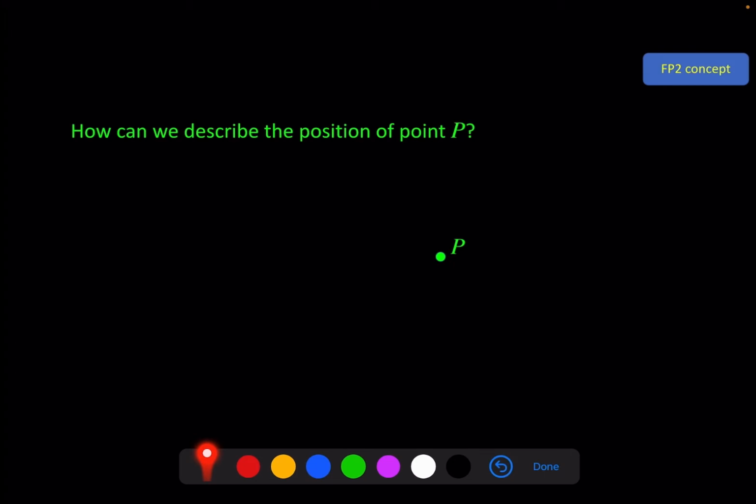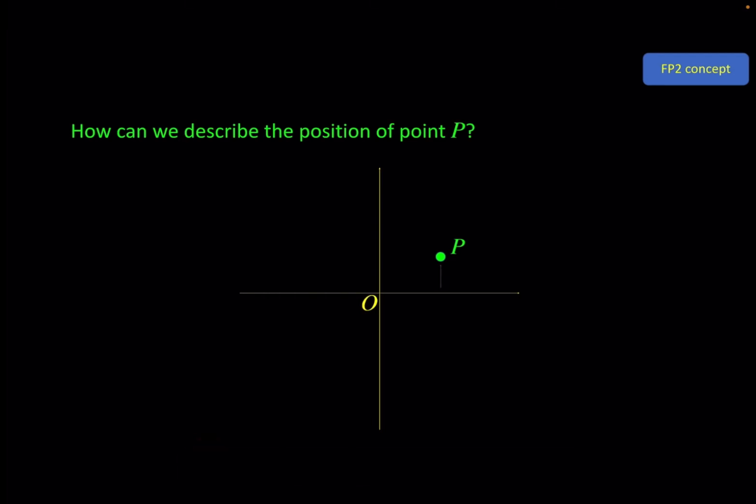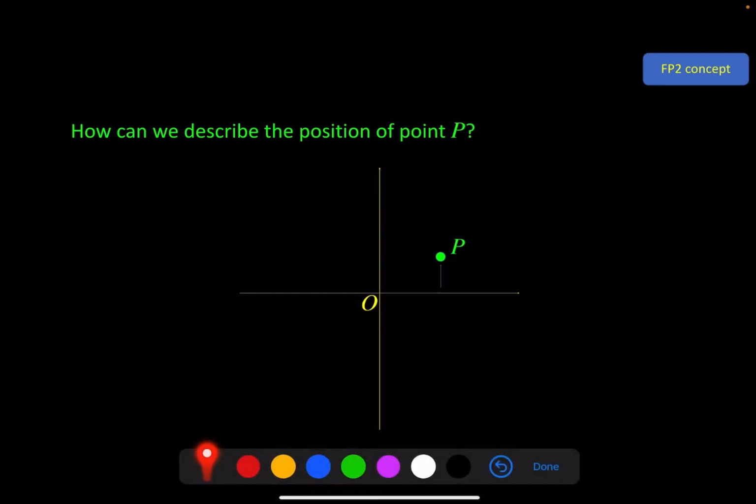On the screen, just running through the basic concept of where this chapter grows from. How can we describe the position of point P? To describe the position of P, we need a reference point. Usually this is the origin. And you're used to seeing Cartesian axes, x and y, like this, and you go along the x-axis so far and you go up the y-axis so far, and that gives you the position of point P. But that's not the only way you can describe P with a reference point O.